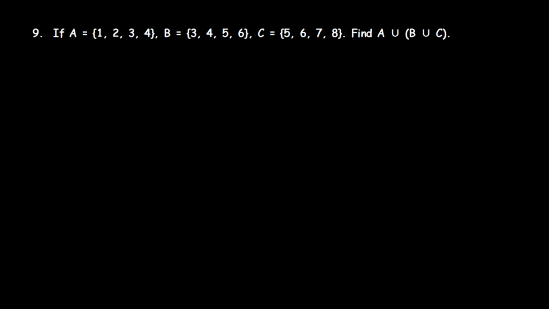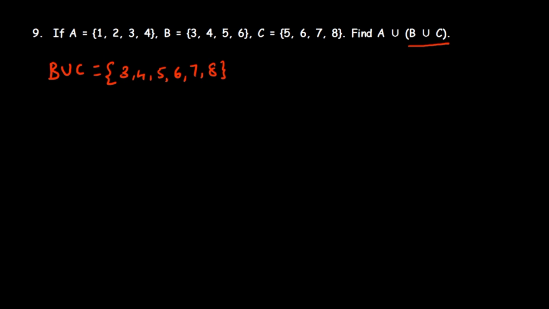Question number 9. A is equal to 1, 2, 3, 4. B is equal to 3, 4, 5, 6. C is equal to 5, 6, 7, 8. Find A union B union C. So in the bracket we have B union C. First of all, we can find out what is B union C. Directly I am writing from this. B union C, here we get now 3, 4, 5, 6, 7, 8. Correct. This is B union C, 3, 4, 5, 6, 7, 8.